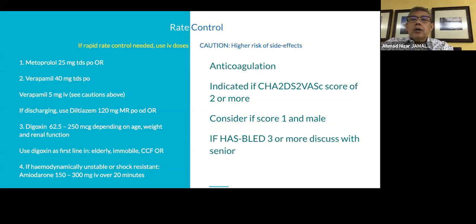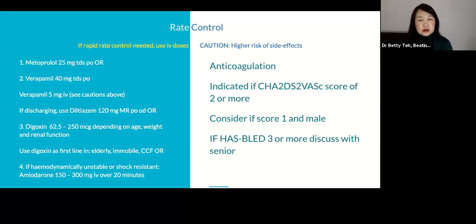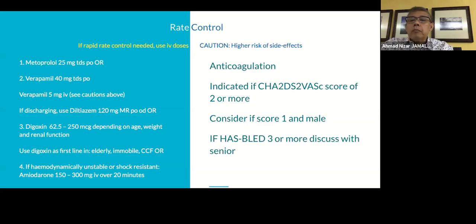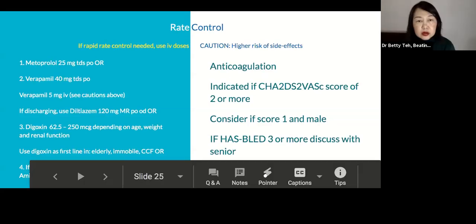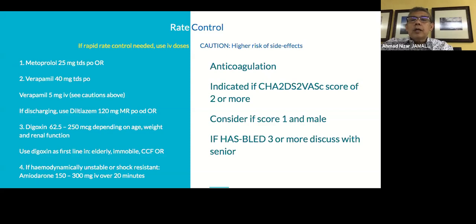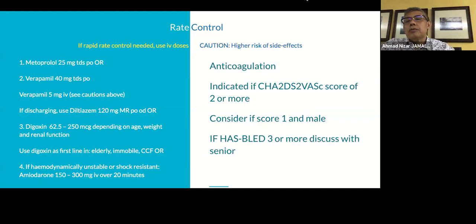Now, I usually use digoxin in the elderly, or as an add-on to either metoprolol or verapamil. But if you use digoxin with verapamil, you have to realize that they interact. They tend to increase the effect of each other. So you need to probably start at a lower dose of digoxin if you use verapamil. Digoxin may be especially useful in elderly patients whose mobility is limited, or if they have congestive cardiac failure. If they are hemodynamically unstable or shock resistant, then we want to try to use amiodarone to control the rate as well. It's possible to use IV amiodarone to control rate.